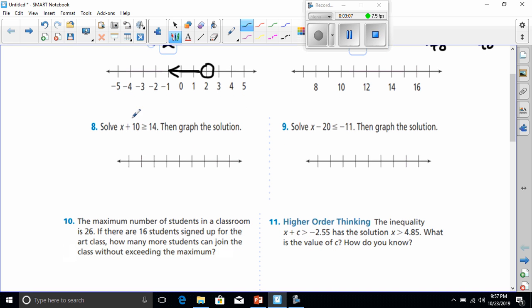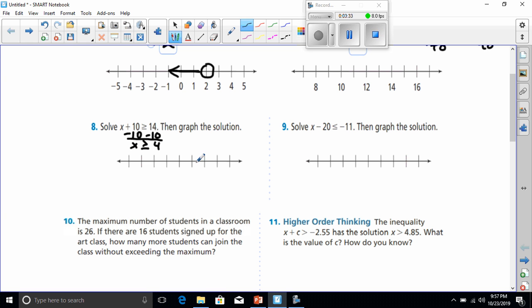So solve x plus 10 is greater than or equal to 14. Once again, we have to subtract 10 from both sides so we can get our variable by itself. And 14 minus 10 is 4. That means that x is greater than or equal to 4.